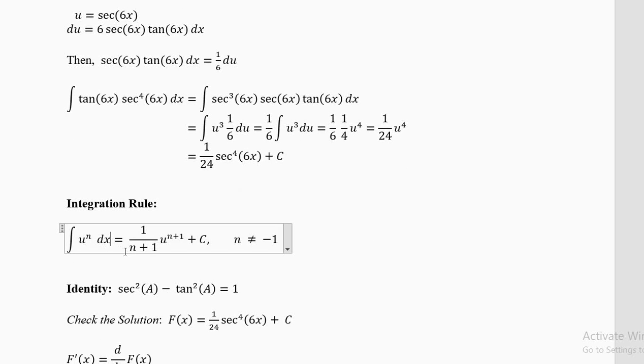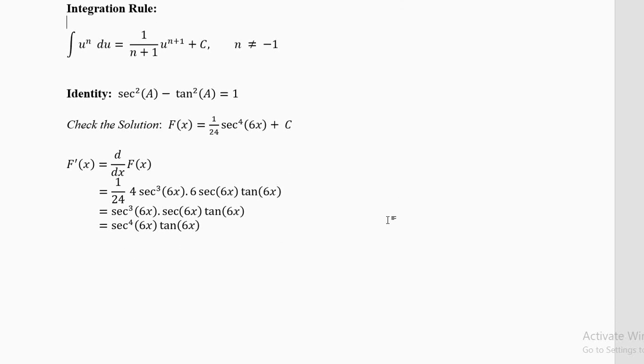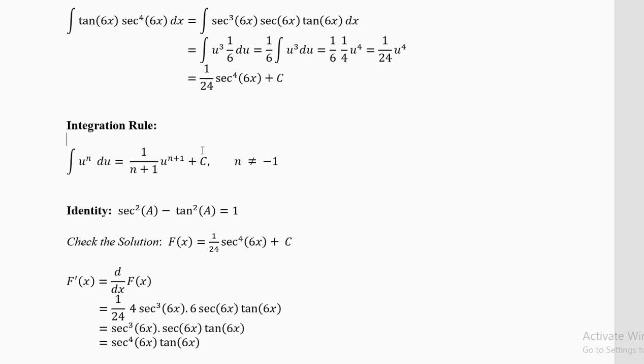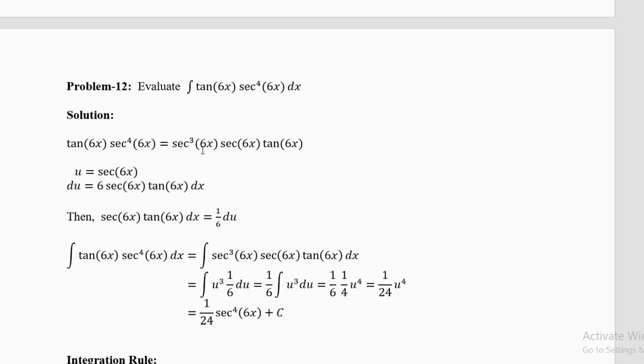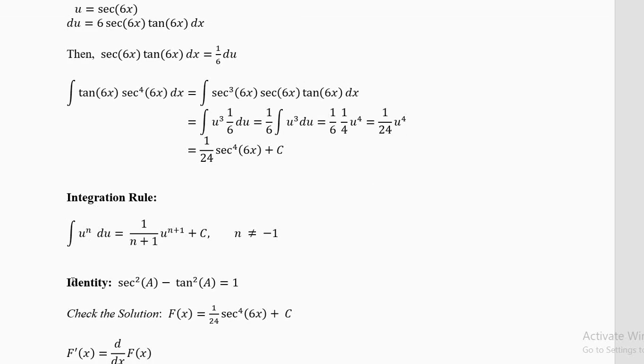Now again we have used the same old rule, integral of u power n du equal to 1 over n plus 1 u power n plus 1. You can again check the answer by differentiation. And what identity did we use here? We did not use any identity here. This identity was not used, so we can remove it.